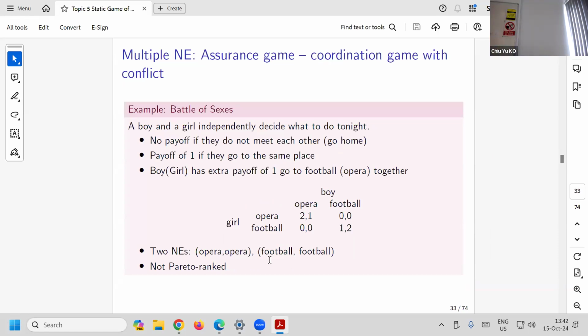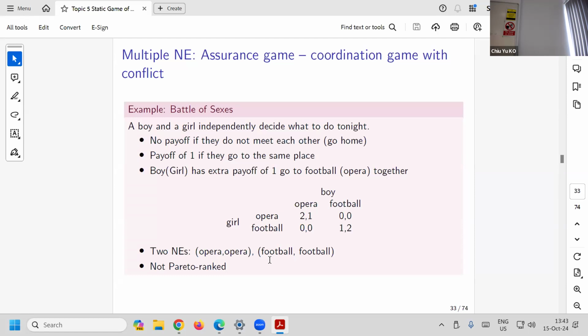Here's another one, which may be more relevant to you than me. This one is a boy and a girl. This game was invented in the 60s, when there were no mobile phones and no pagers. After the class of microeconomic theory, they were tired and wanted to have some fun. A boy and girl want to decide where to go.